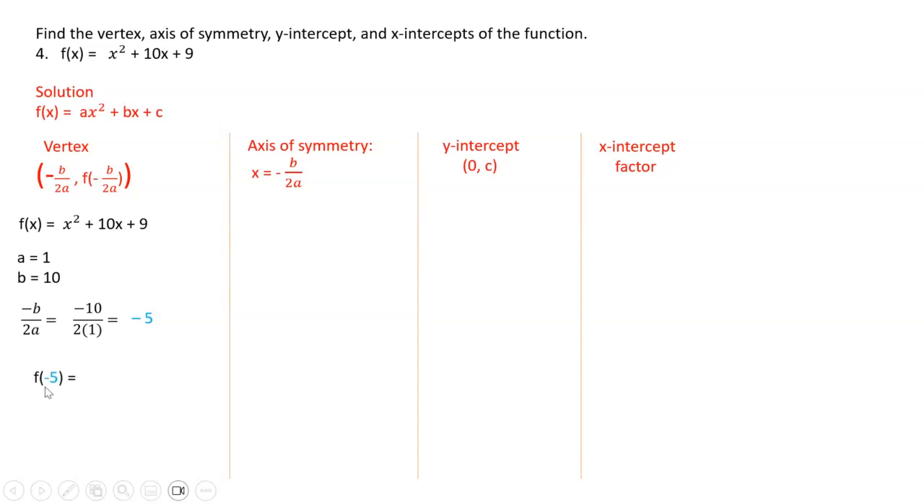So for the y part, I'm going to evaluate the function at f of negative 5, which means I'm going to plug in negative 5 for the x's, right there where the x squared is, and also where the 10x is. So I'm going to plug in the negative 5 there, and also the negative 5 over here where the 10x is. Now we use a calculator, and we get our answer.